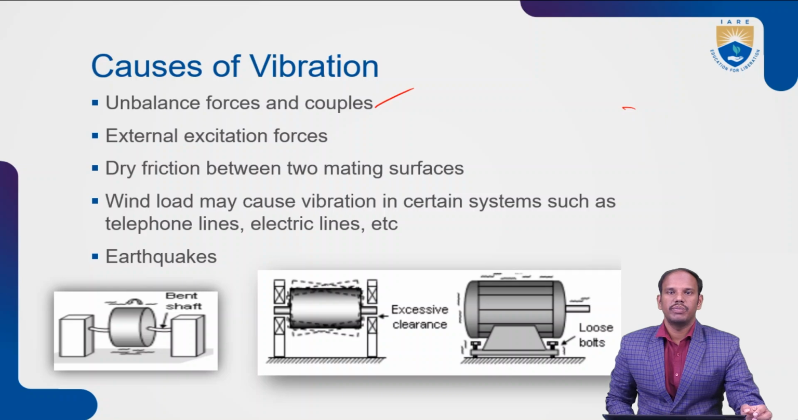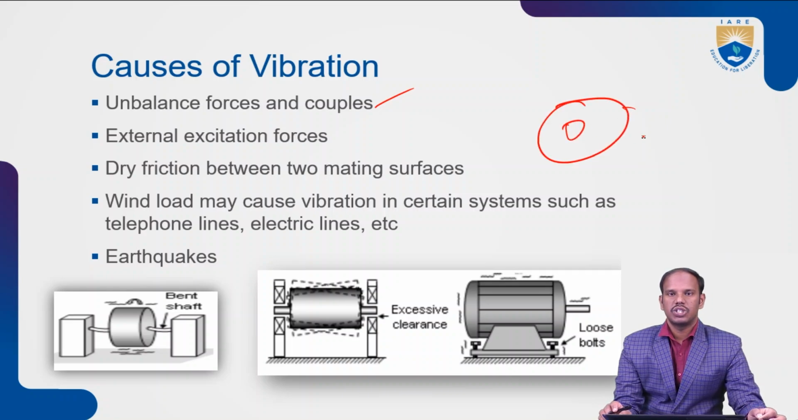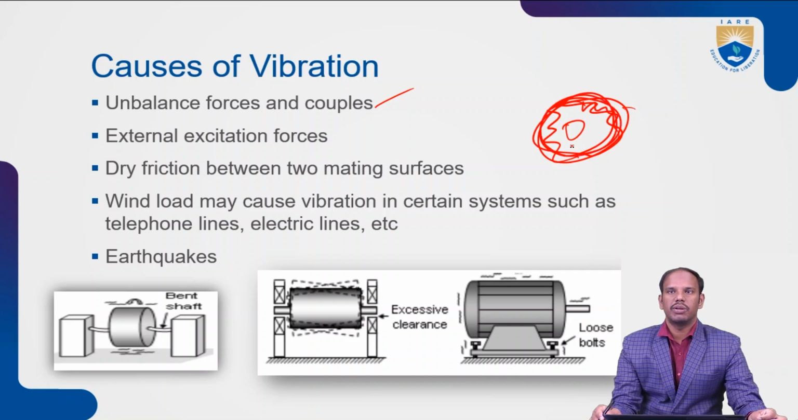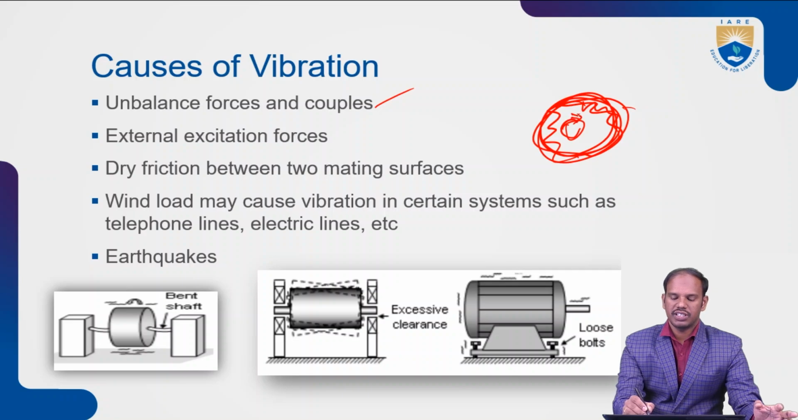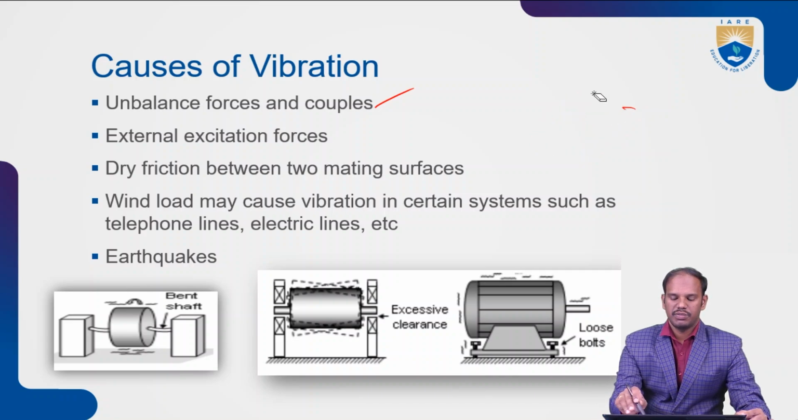Dry friction between two mating parts is another cause, like a hole and a shaft. In between there should be some grease or liquid, otherwise there will be vibration, because if it is rotating clockwise or moving towards the right, it will be affected by the frictional effect and some rubbing action. Once the rubbing action is produced, it produces vibrations in these systems.